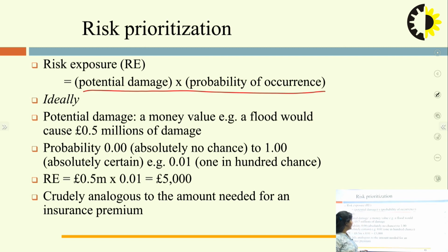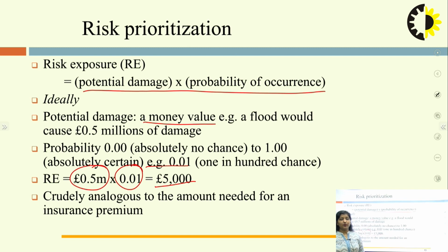Now, let us see an example. We have an example of potential damage as a money value. For example, a flood would cause about 0.5 million of damage. So, this is about money. And the probability of occurrence is 0.01, so a 1 in 100 chance. For that, the risk exposure will be potential damage, 0.5 million, multiplied by 0.01. This comes out to be 5,000 euros for that particular risk. Now, this is crudely analogous to the amount needed for a premium. So, accordingly we can calculate the risk exposure.